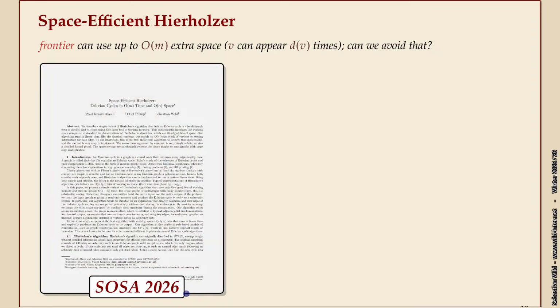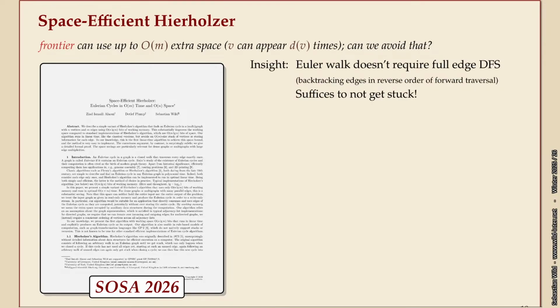That's a paper coming up in January at the Symposium on Simplicity in Algorithms. So it's not just supposed to be a new result, but also a very simple algorithm. So I thought we might discuss it here briefly. And the key observation is that really, for Euler walks, you don't actually need the full power of a depth-first search.